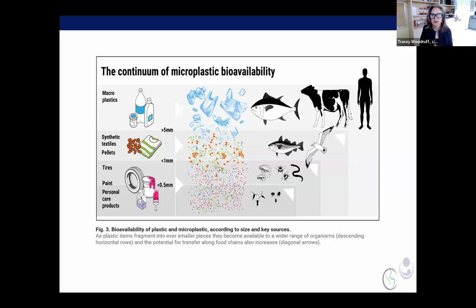And then when we consume the fish, then we are consuming the microplastics that are in the fish or in other animals. Also, I want to note that microplastics can be part of food packaging. You can get exposures to microplastics through food packaging. It gets into water, so you can get it through drinking water. So we are exposed to microplastics through a variety of mechanisms.